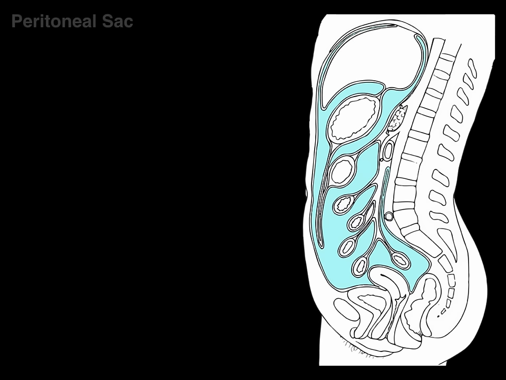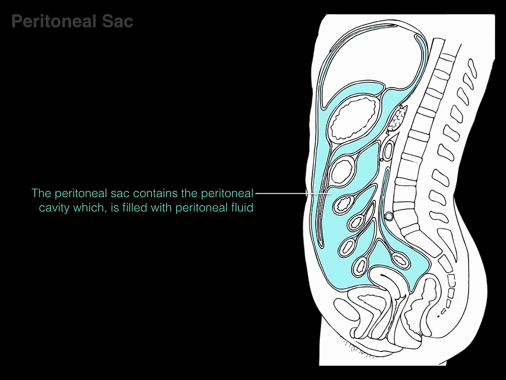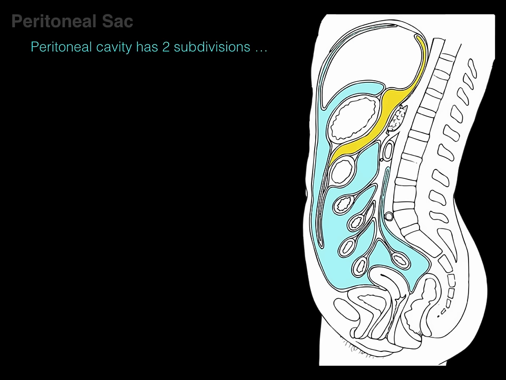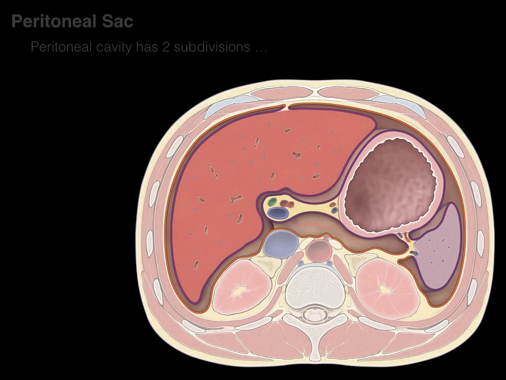Now, there in light blue, filling this cavity, there's the peritoneal sac that contains the peritoneal cavity, which is filled with peritoneal fluid. Now, the peritoneal cavity has two subdivisions. The greater sac, which is primarily the majority of the space of the peritoneal sac, and then behind the stomach and the liver is the lesser sac, behind the lesser omentum.